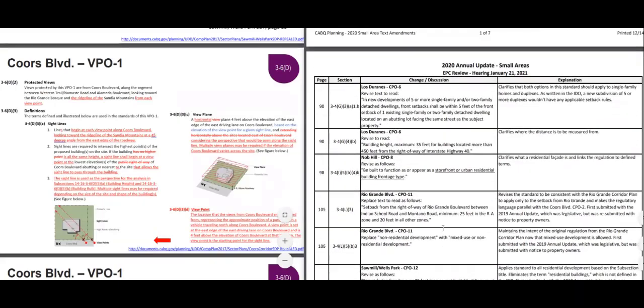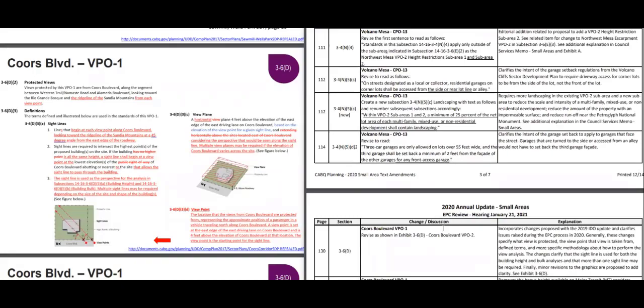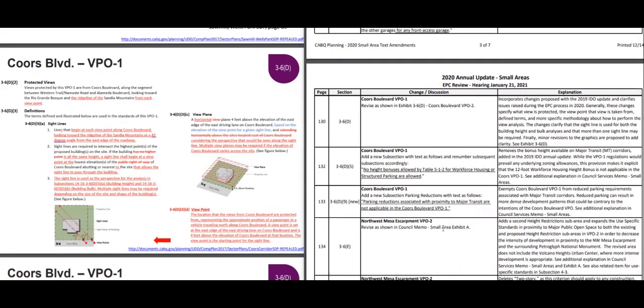This next change is to the Coors View Protection Overlay Zone. This is probably the most extensive changes that we're proposing this year. So they're shown marked up in the text of the IDO here. And this explanation refers you to an exhibit, which is Exhibit 36D, Coors Boulevard VPO 2. And the content of that exhibit basically tracks with what's shown on the screen over here.